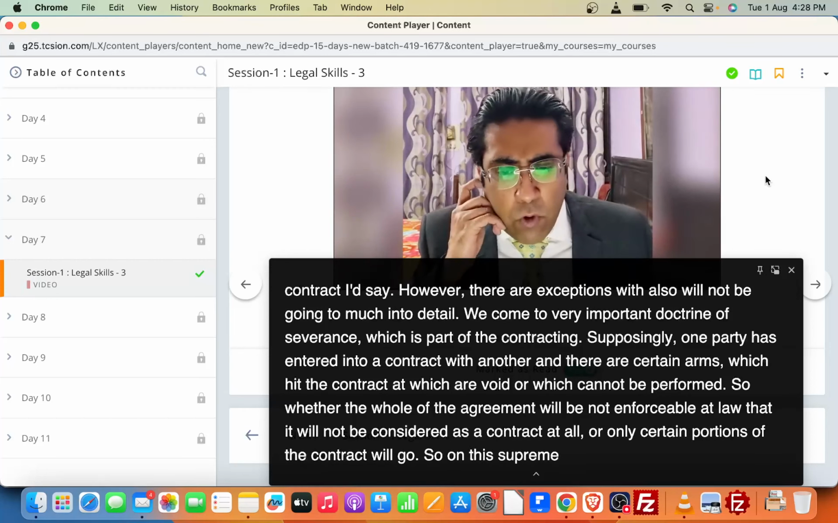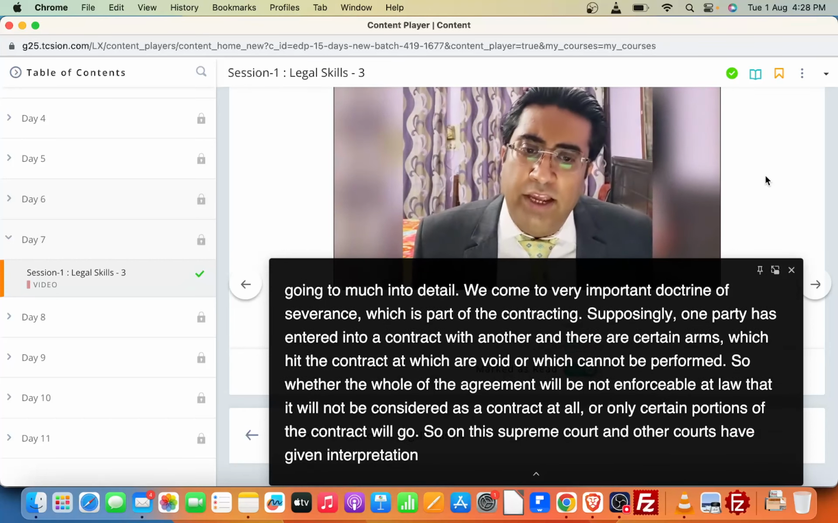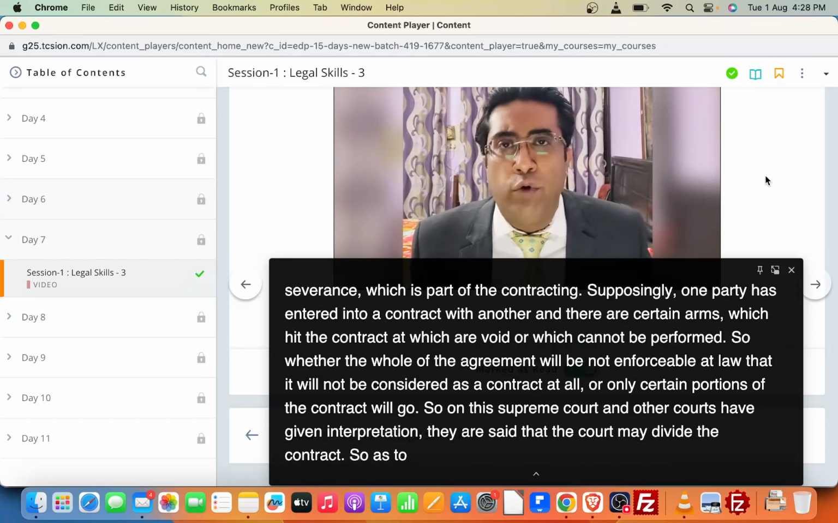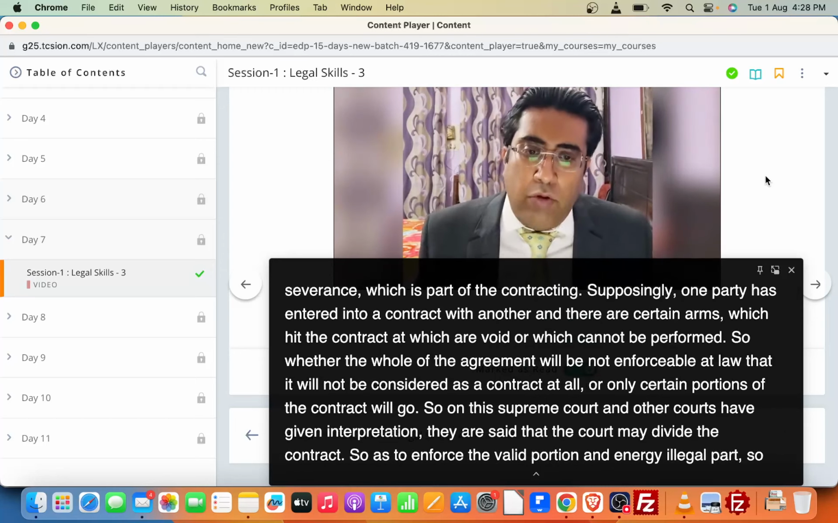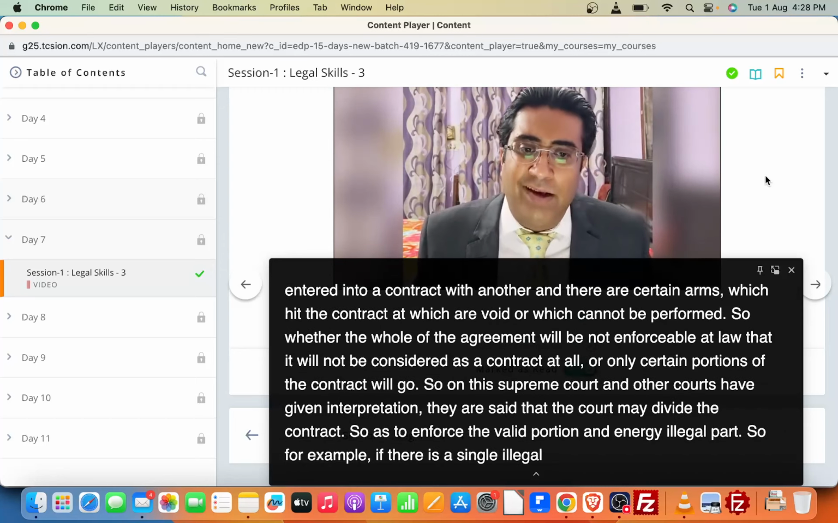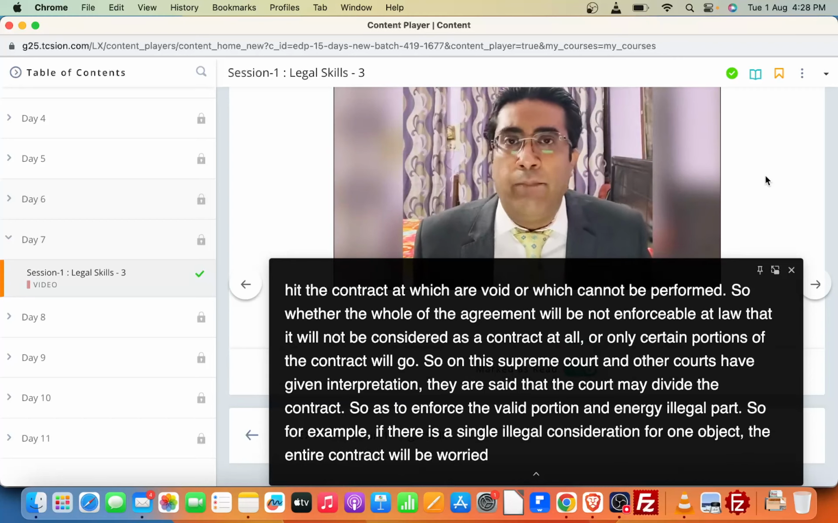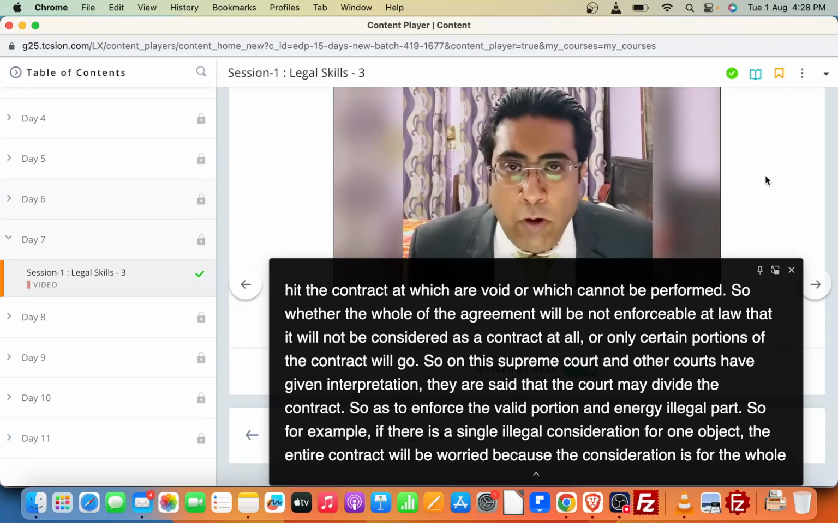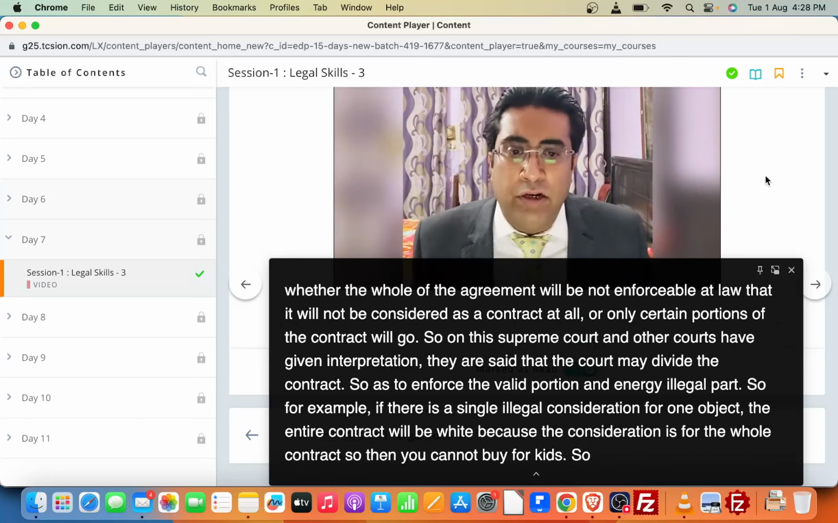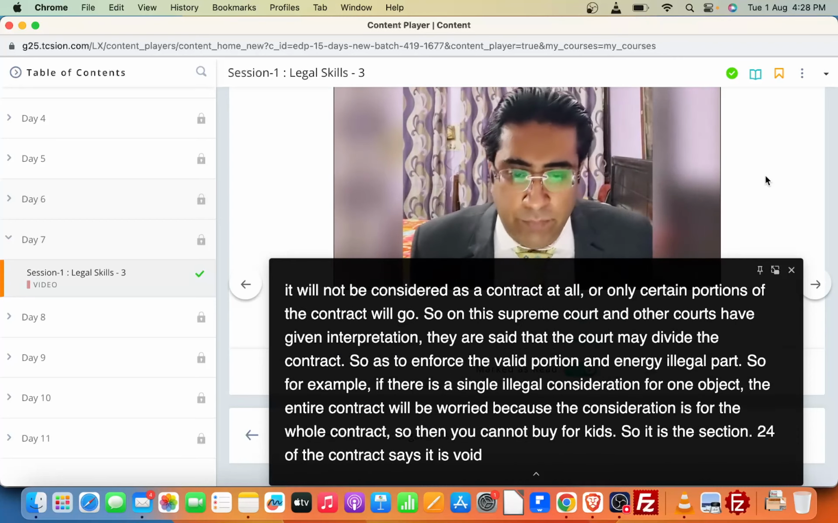So on this, Supreme Court and other courts have given interpretation. They have said that the court may divide the contract so as to enforce the valid portion and annul the illegal part. So for example, if there is a single illegal consideration for one object, the entire contract will be void because the consideration is for the whole contract. So then you cannot bifurcate. Section 24 of the Contract Act says it is void in total.